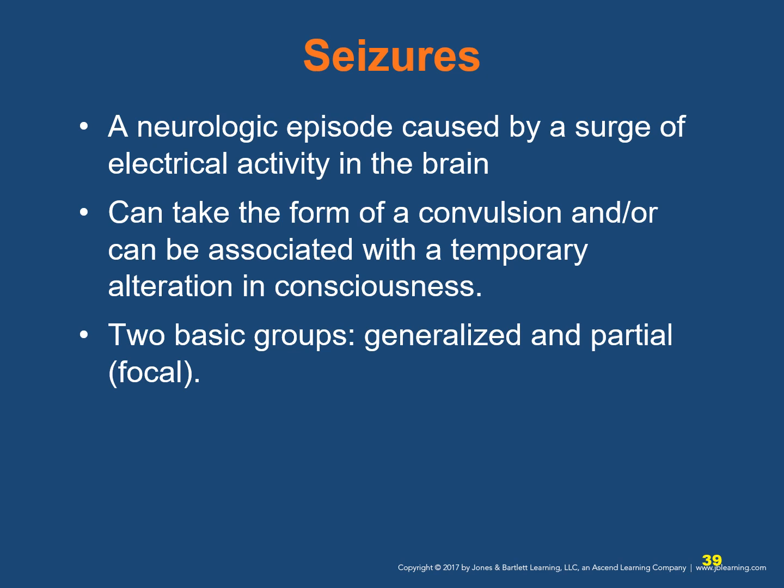A seizure is a neurologic episode caused by a surge of electrical activity in the brain. It can take the form of a convulsion characterized by generalized uncoordinated muscle activity and or can be associated with a temporary alteration in consciousness. In the United States, it is estimated that 2 to 3 million people have epilepsy, which is a common cause of seizures. Seizures are classified into two basic groups, which are called generalized and partial or focal.